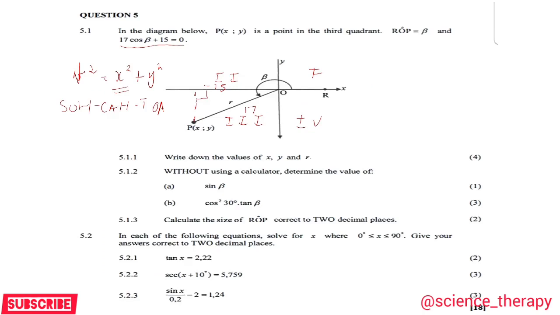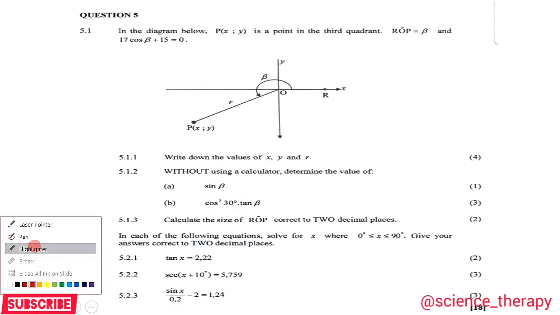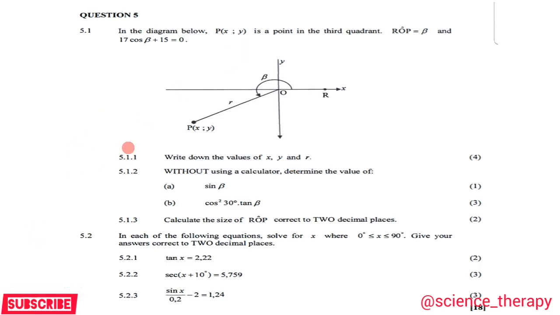Now, we have 5.1.2. It says, without using a calculator, determine the value of a, which is sine beta, right? Now that we have all the values, let's indicate the values that we have. So we have our negative 15 here, and then this is 17. And for this side, we got negative 8. So now that we have all the values, we can calculate sine beta here.